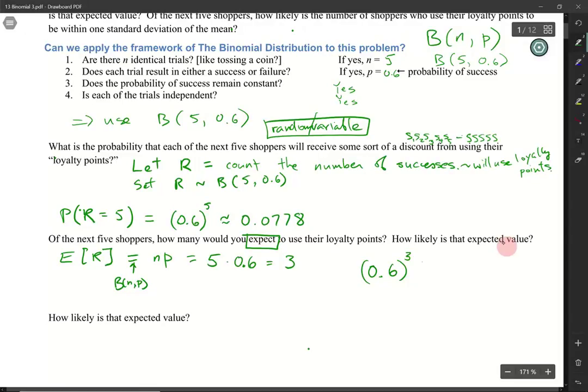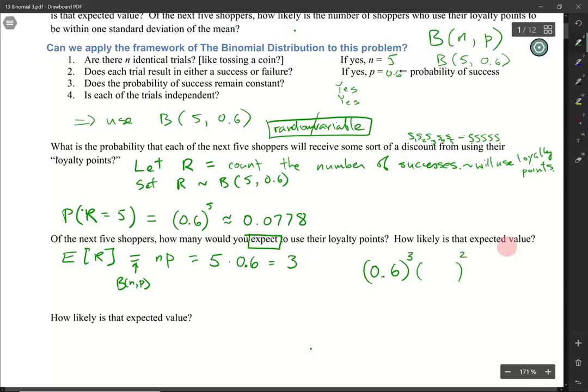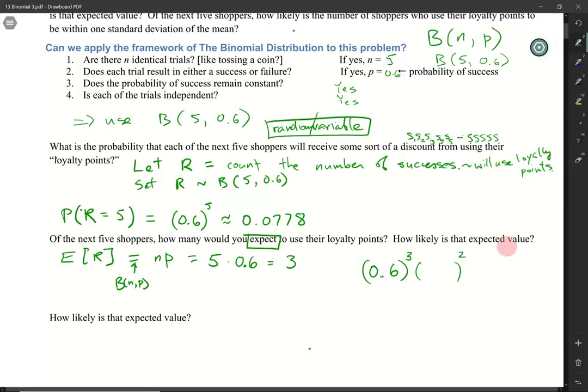But we know that we need 5 of them, or not need 5 of them, but we know that we have 5 total, right? So 3 of them are success. And if 3 of them are success and we have 5 of them, then the other 2 are failure, right? And so what's the probability of failure? 0.4, right? 1 minus 0.6.